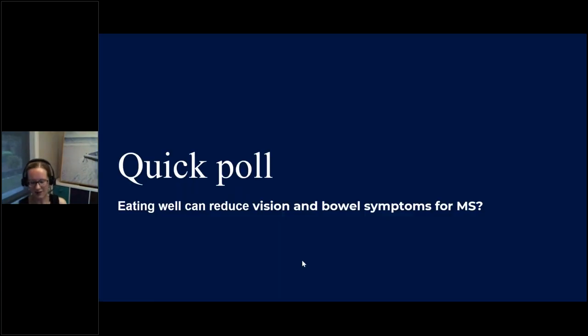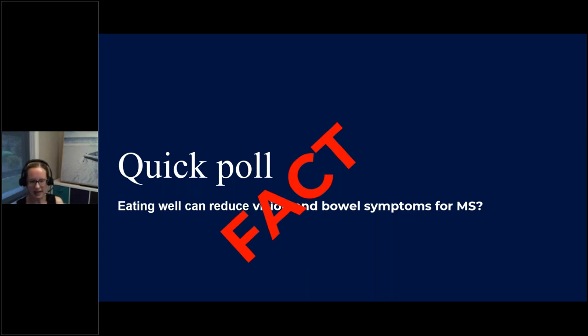Okay, so in relation to our quick poll that we had before, this one comes through as a fact. So yes, we can actually see differences and reductions in our vision and bowel symptoms for MS if we eat well. It's not to say that if we eat well, we'll immediately have a change and I'll suddenly be able to throw my glasses away. That's not going to happen.